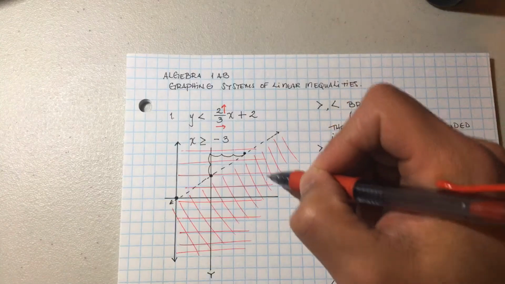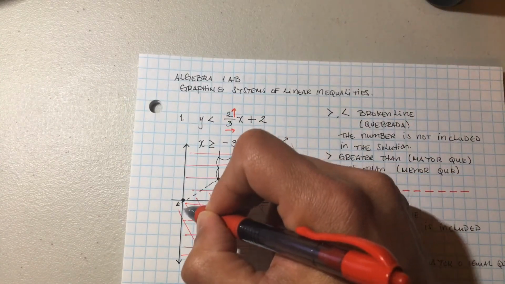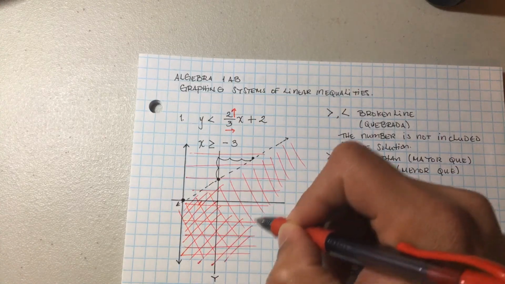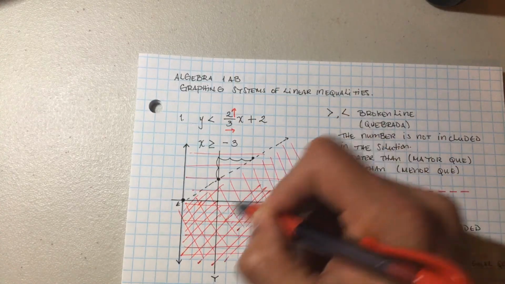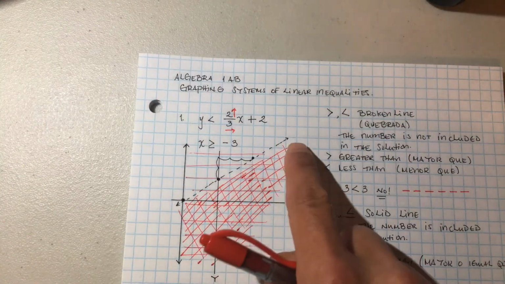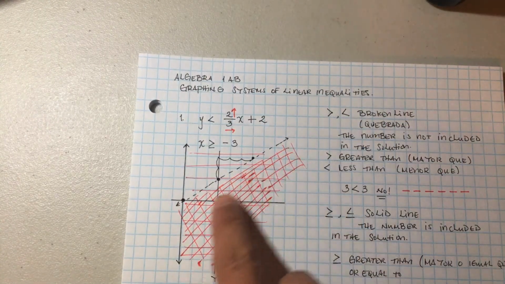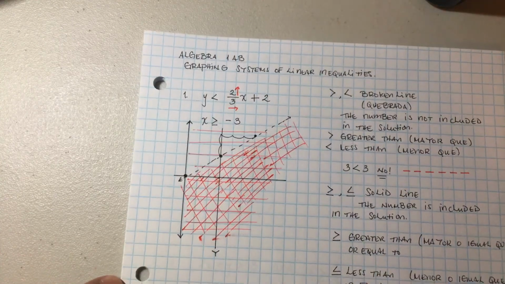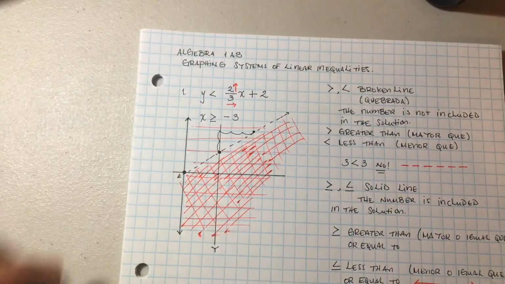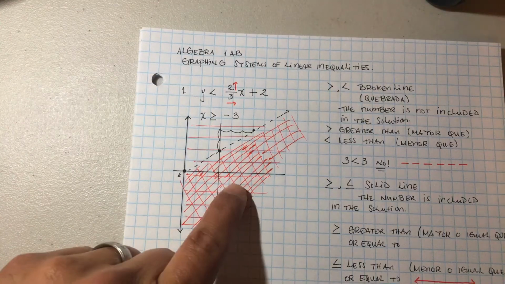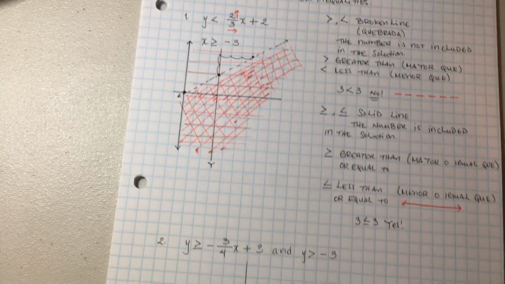But for us, we are only interested in the part that overlaps. Para nosotros, nos interesa la parte que sobrepasa los dos. So, everything in here is the solution area. Todo esto acá es la área de solución. Okay, and this is how you would represent a linear inequality. Esta es la solución. Okay, let's go ahead and do another one.